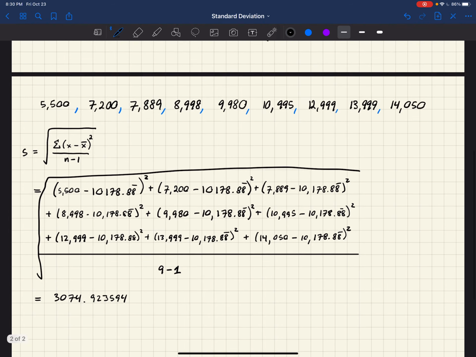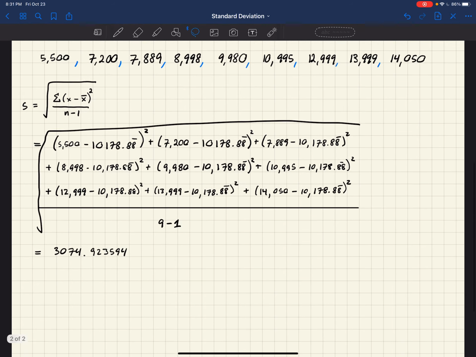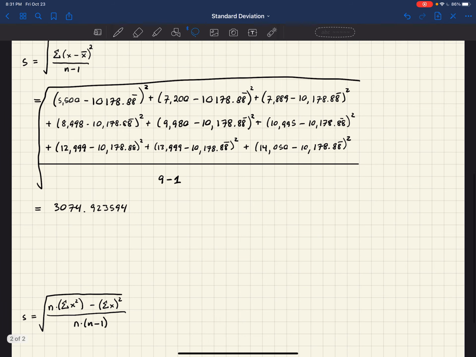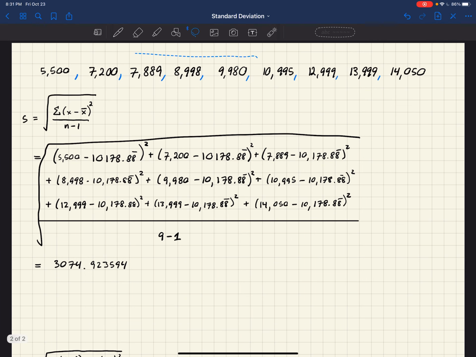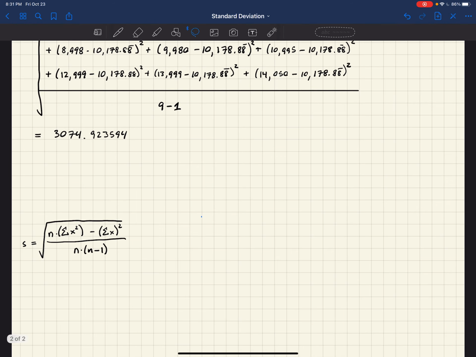Now, the second formula requires us to break this into different components. And this is easier to do if you have a calculator that does not allow you to type a large number of digits into the calculator at one point in time. So here, I'm going to put down our formula. I'm going to copy this data once again. And here, we will break this into pieces together.